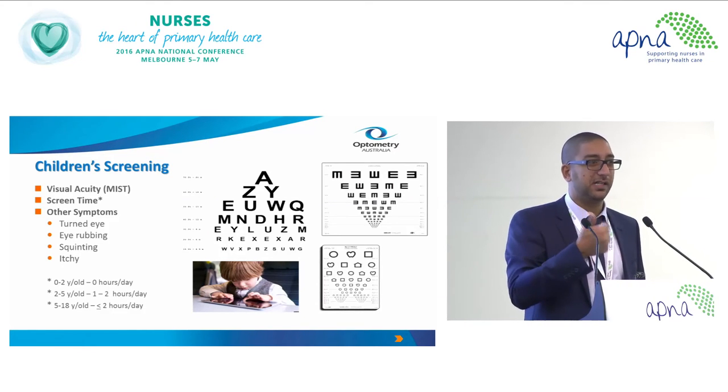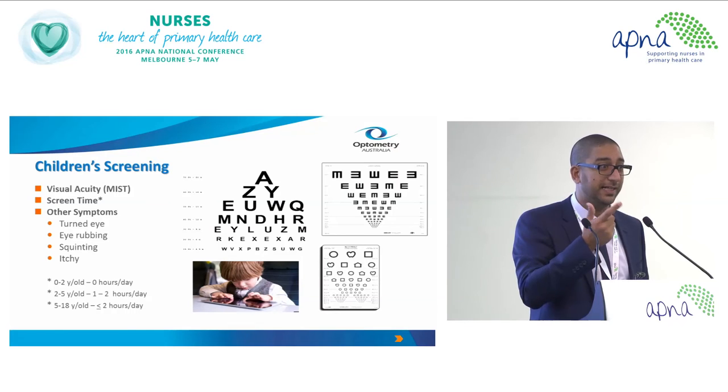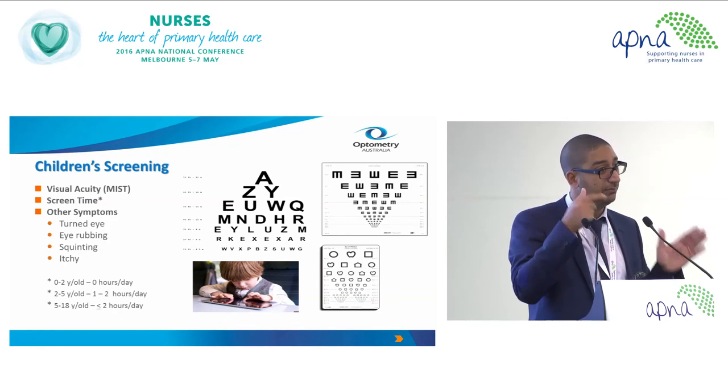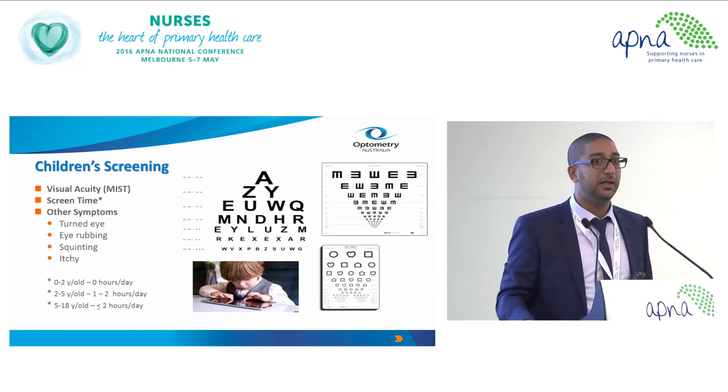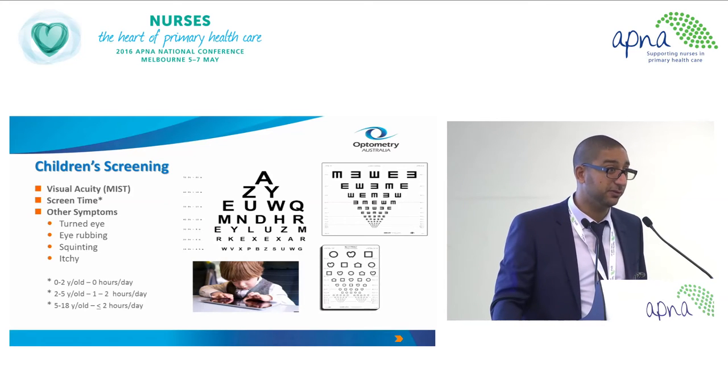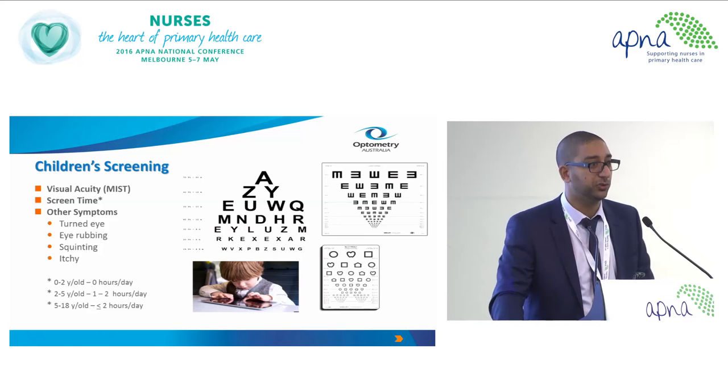You've got options like squint surgery, so you can actually have turned eye surgery, shorten the muscle, and the eye comes in. You need a pediatric ophthalmologist to do that. It's generally due to a muscle being shorter or longer.